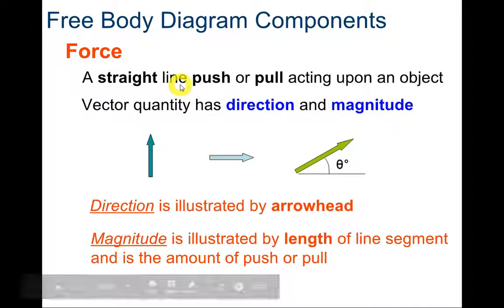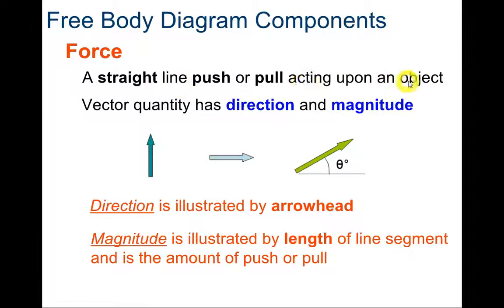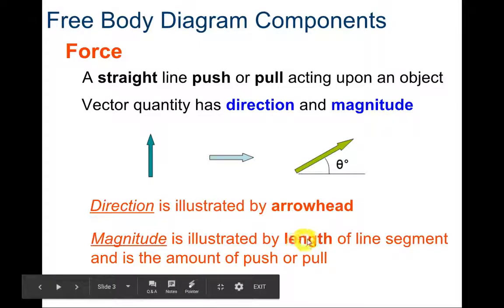Force is a straight line push or pull acting upon an object. And a vector quantity has direction and magnitude. That's really important. Let's get that down. Direction is illustrated by an arrowhead. Magnitude is illustrated by the length of the line segment. And make sure you put some of these examples in your notes as well.